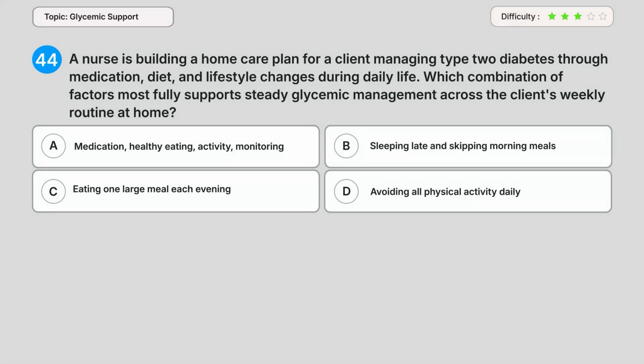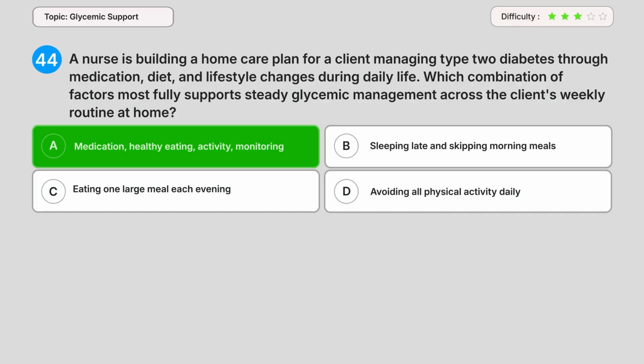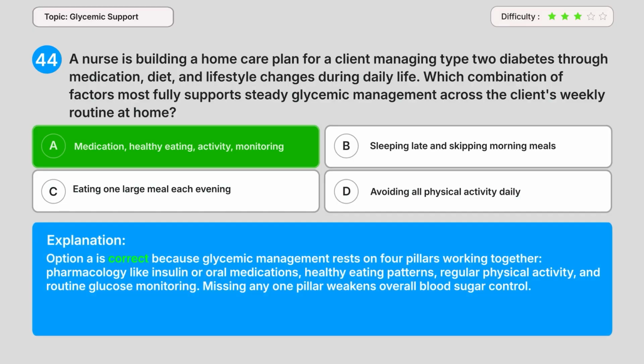Correct answer: A. Medication, healthy eating, activity, monitoring. Explanation. Option A is correct because glycemic management rests on 4 pillars working together: pharmacology like insulin or oral medications, healthy eating patterns, regular physical activity, and routine glucose monitoring. Missing any one pillar weakens overall blood sugar control.